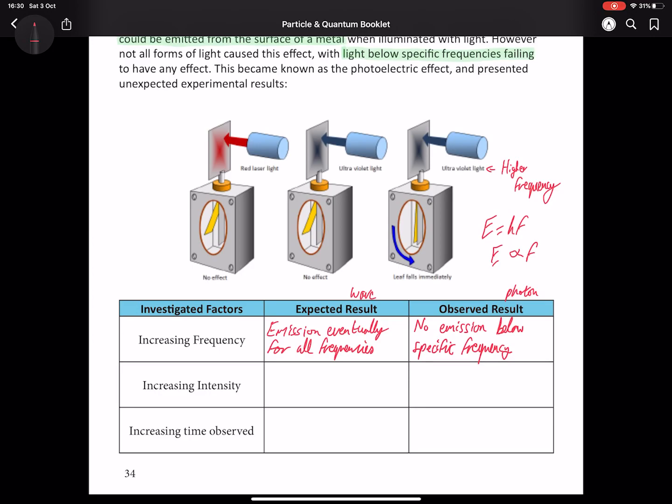Now, if we consider increasing the intensity, traditionally that's the idea of more waves hitting the surface, or in our more modern concept, more photons impacting. So it was expected that there would be more electrons liberated from the surface, more electrons emitted. And this is what happened, with a limitation. And that was obviously the fact that it had to be above the appropriate frequency, so above a specific frequency for that metal.